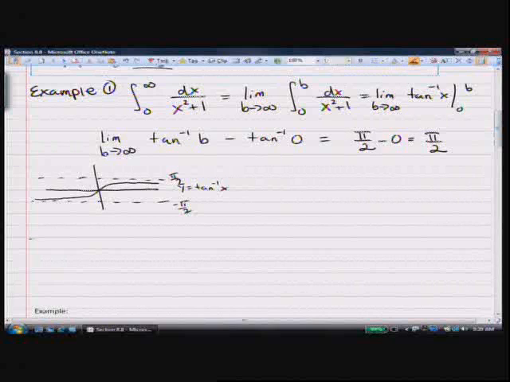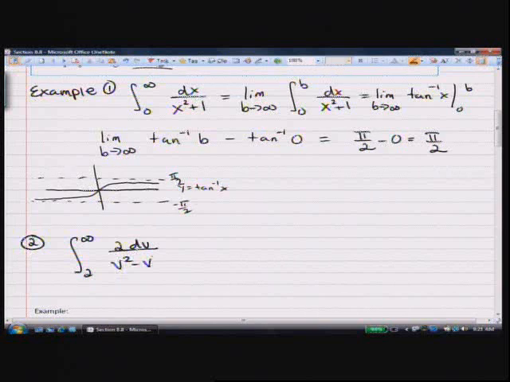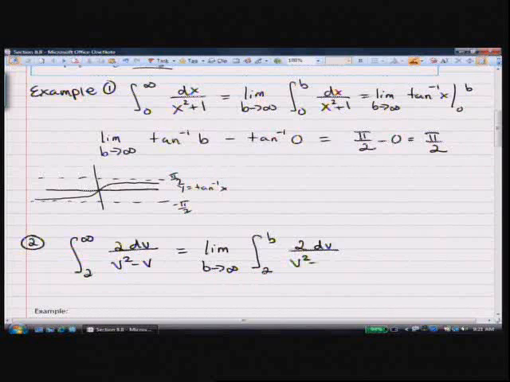That's example 1. Here's example 2. Let's consider the integral from 2 to infinity of 2 dv over v squared minus v. So on this one, you're going to want to look at the limit as b goes to infinity from 2 to b of 2 dv over v squared minus v.